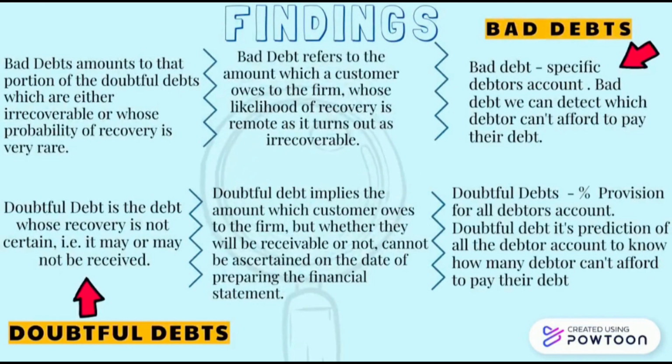Bad debt is a specific debtor account. So as we know, bad debt is a specific debtor account where we can detect which debtor cannot afford to pay the debt. Meanwhile, doubtful debt is a percentage provision for all the debtor accounts. Doubtful debt is a prediction for all the debtor accounts to know how many debtors cannot afford to pay their debt.